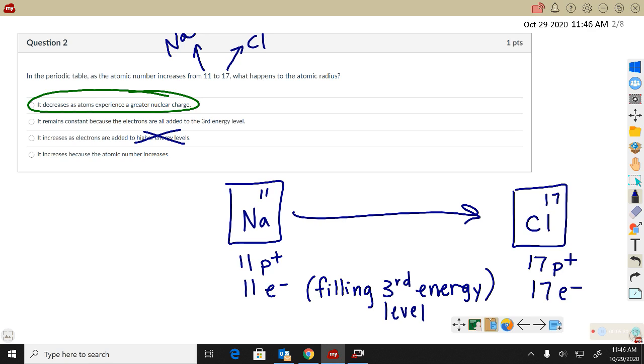So when we say greater nuclear charge, we mean more positive nucleus. Because there's more protons, the nucleus is more positive, and it has a stronger attraction for that third energy level. So all of those electrons in the third energy level will just be more attracted to the nucleus, and that will make the atom smaller.